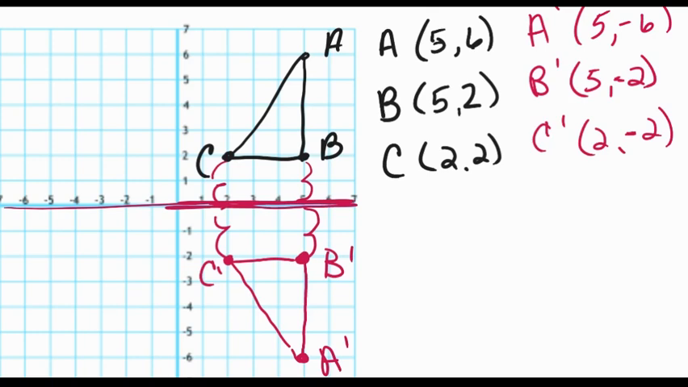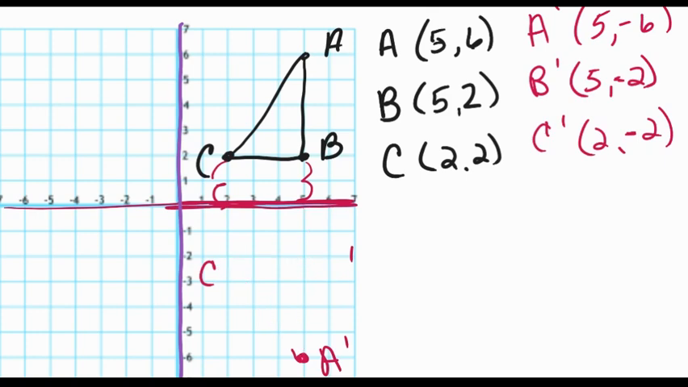Okay, notice with the coordinates, I want you to be paying attention. The numbers stay the same. Okay, the signs change. So when you reflect over the x-axis, it's going to change the signs for your y. Notice 6 becomes -6, 2 becomes -2, and 2 becomes -2. Okay, now let's reflect it over the y-axis. Okay, so I'm going to reflect the original shape over the y-axis.